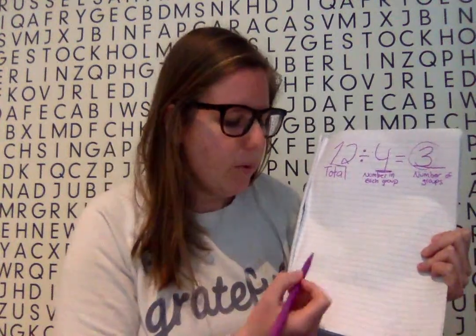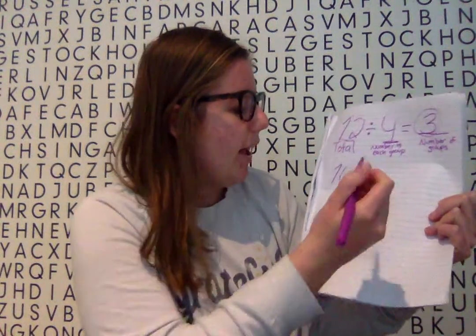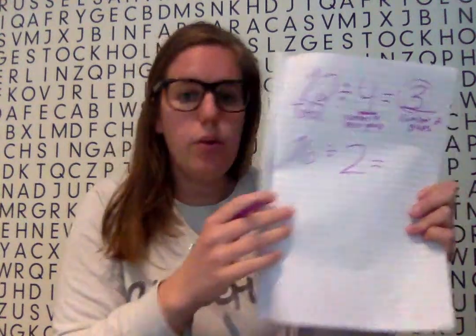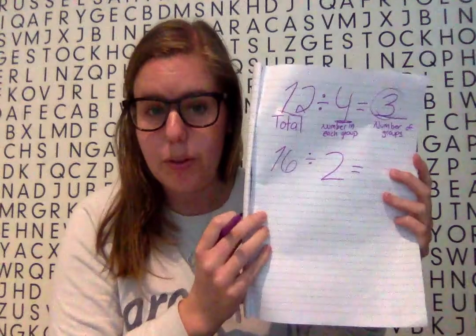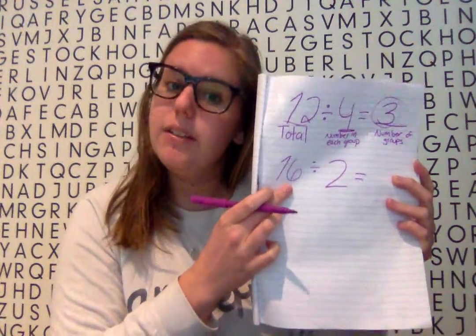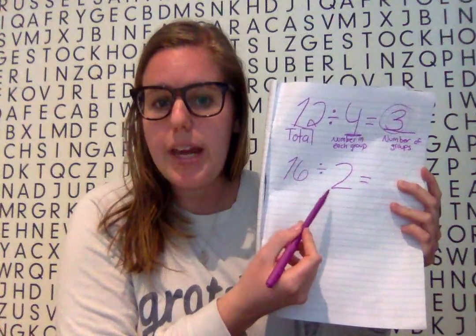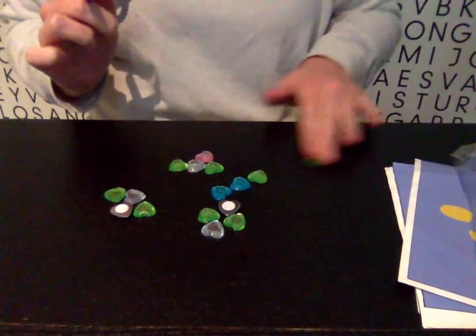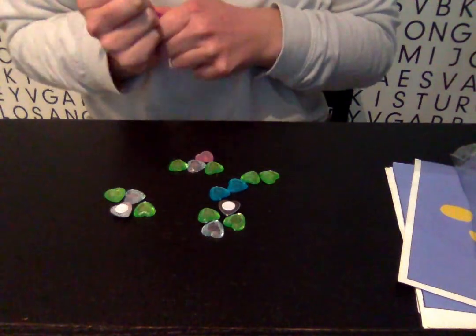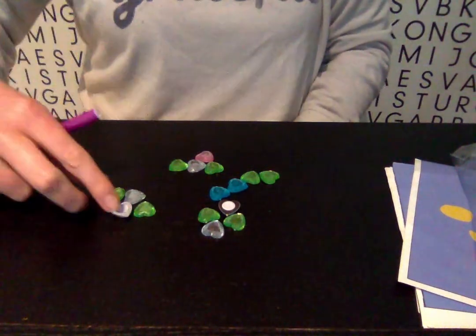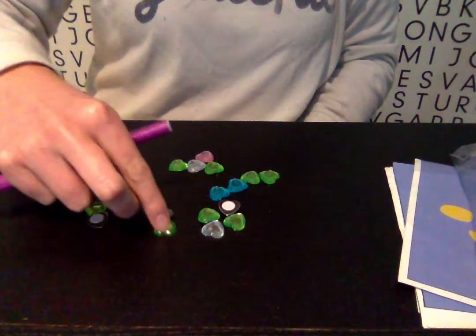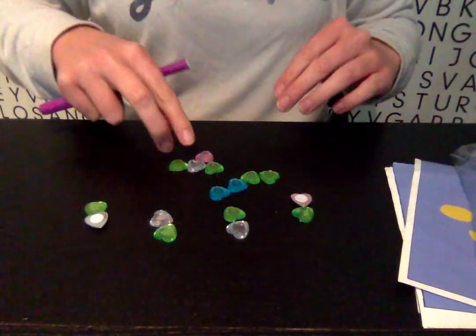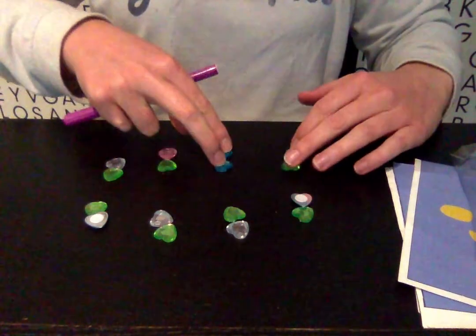So let's try another one. Let's practice with 16 divided by 2. So this time, how many gems do we need to start with altogether? Right, we need to start with 16, and we need to break it up into groups of 2. So I know right here I have 12, 13, 14, 15, 16. So I need to take these 16 and put them into groups of 2, because it said divided by 2. So I have 2, 2, 2, 2, 2, 2, 2, and 2.